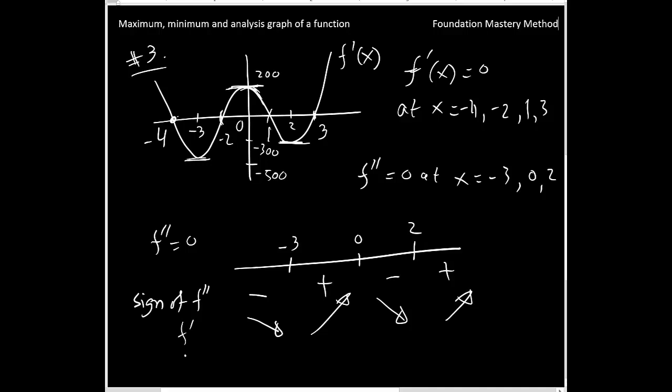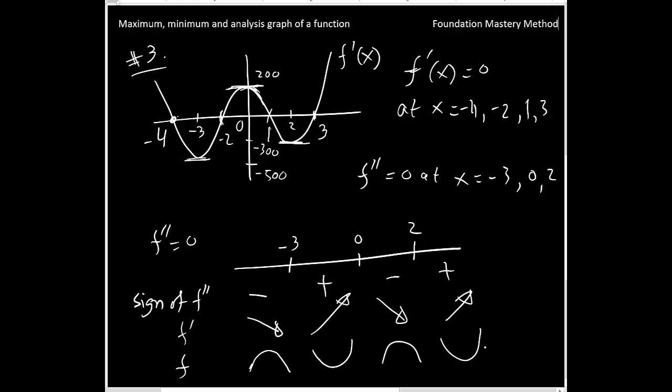Now what happens to f? When f prime is going down, then my function is concave down. And when the first derivative is going up, then it is concave up. Then concave down, then again concave up. So the graph of the function is concave down on negative infinity to negative 3 and from 0 to 2. And it is concave up on negative 3 to 0 and 2 to infinity.